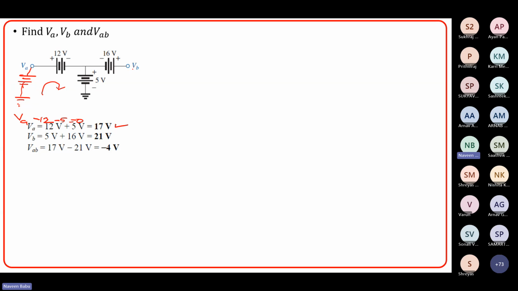Now you have to find VB. Just put a voltage source, a battery here, and then apply KVL in this loop. It is plus 5, plus 16, minus VB equal to 0. So VB equals 16 plus 5, which is 21 volts. That will be the value of VB. Now VAB, you need not calculate this way. You know VA and you know VB. VAB is nothing but VA minus VB. So it is 17 minus 21, which is minus 4 volts.